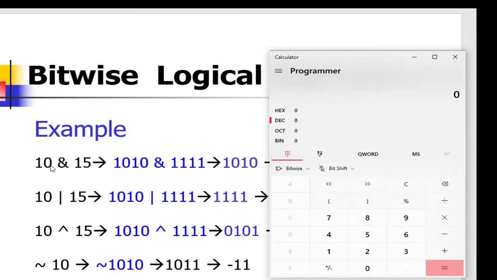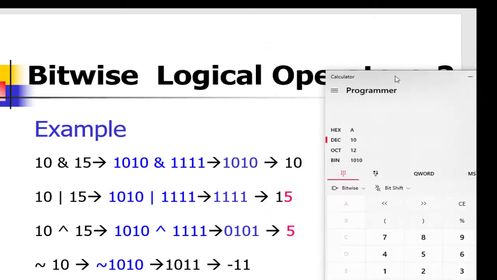Now we want to do 10 and 15, so we click on 10, click on bitwise, then click AND, then 15, then click equals, and this evaluates to 1010, and the decimal equivalent of this is 10. Okay, you can see the answer here.